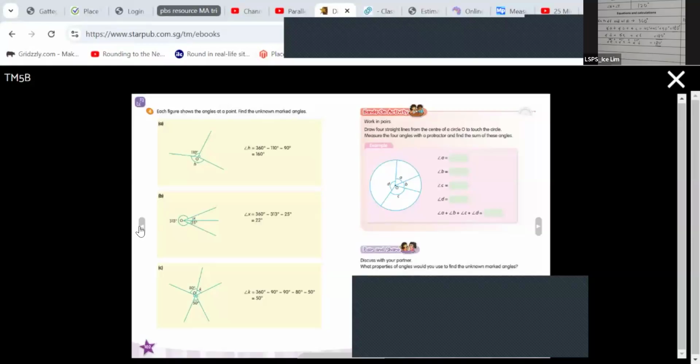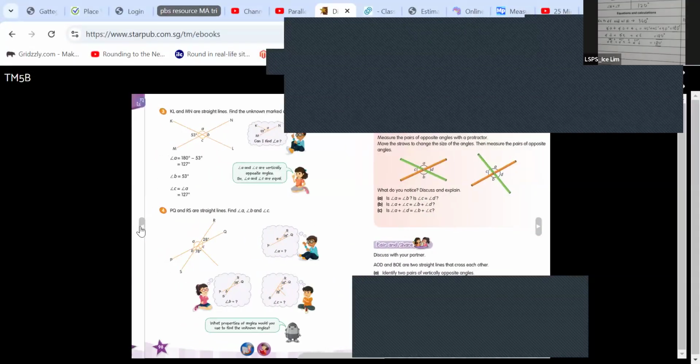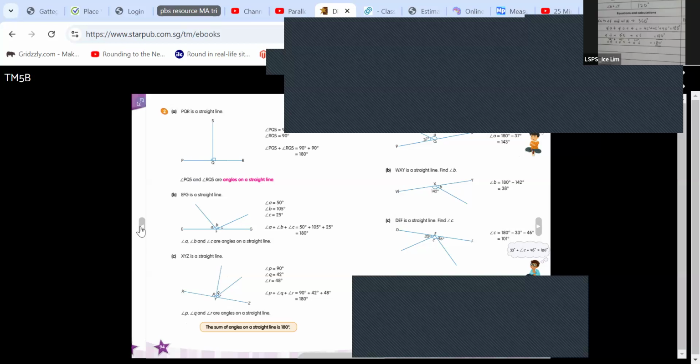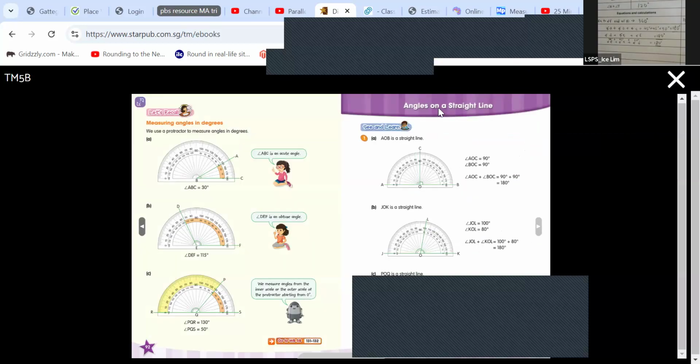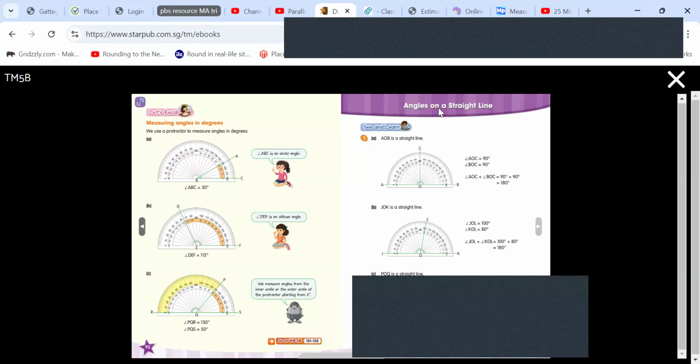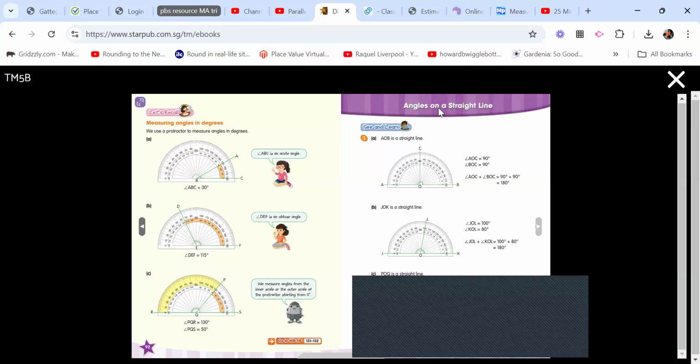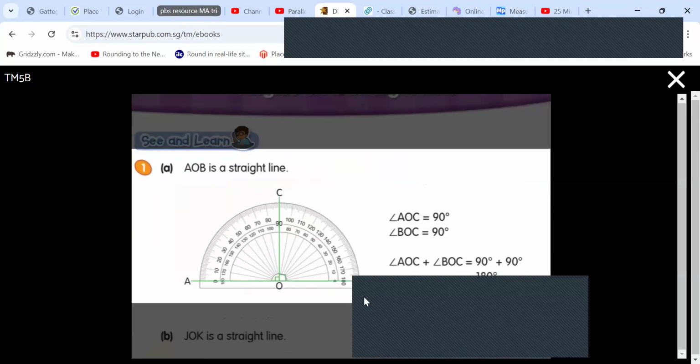Have you found it? Angles on a straight line. Page 93 or page 94? Angles on a straight line. What do you realize about angles on a straight line? What does it add up to?